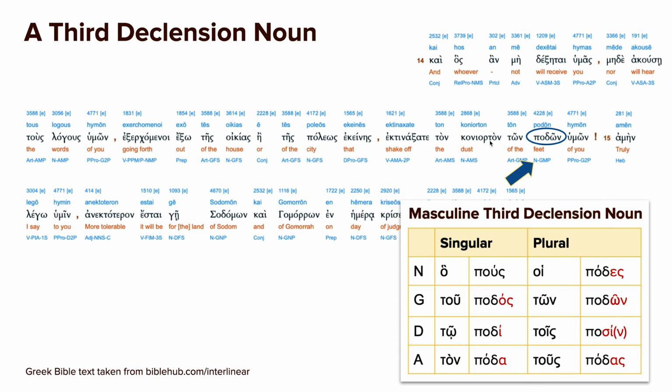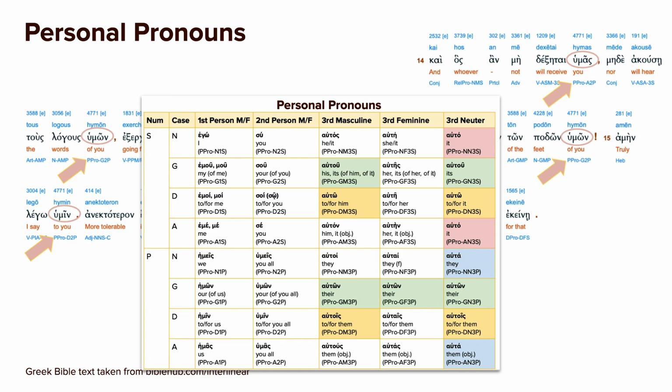All right, so here we have shake off the dust of your feet. So that's basically like, don't even let the dust of their city remain on you. So podon is your feet. Ton podon humon. All right, now let's review some personal pronouns we see here. So, and whoever, has, this is a relative pronoun.